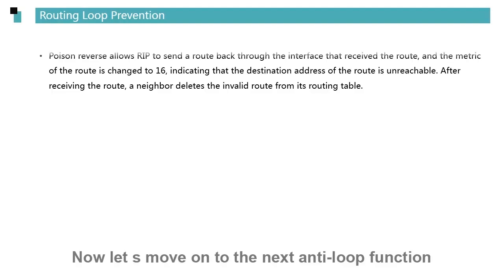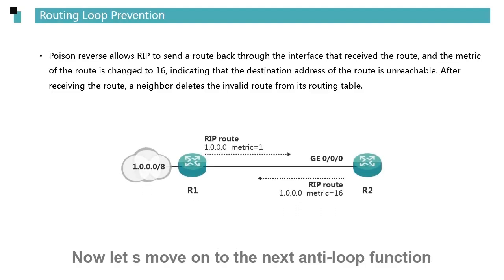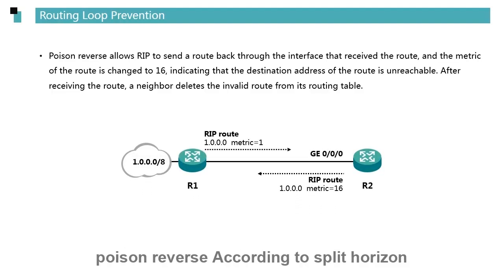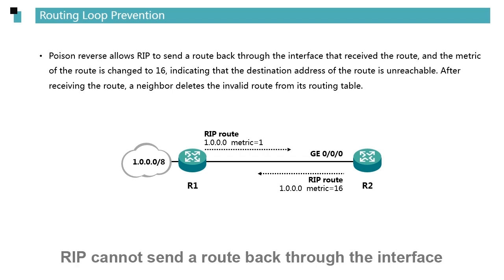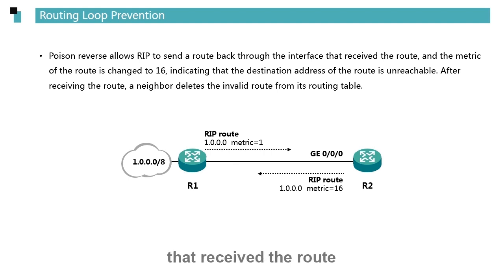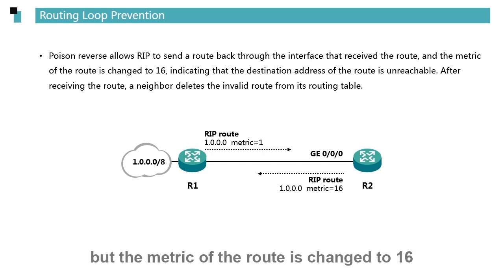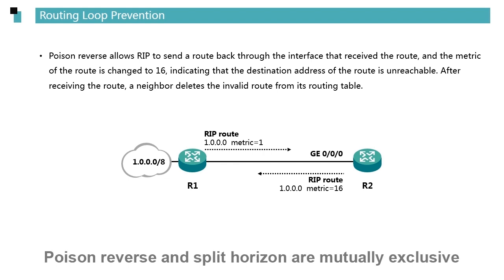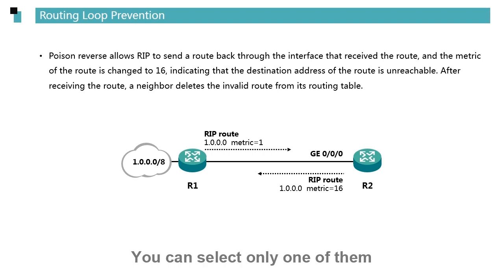Now, let's move on to the next anti-loop function, poison reverse. According to split horizon, RIP cannot send a route back through the interface that received the route. In poison reverse, RIP can do so, but the metric of the route is changed to 16. Poison reverse and split horizon are mutually exclusive. You can select only one of them.